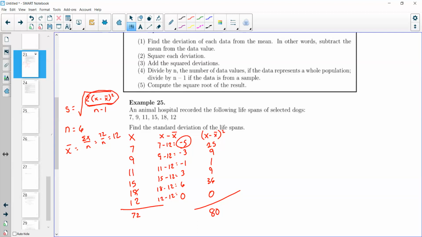So S, the standard deviation, equals the square root of the sum of (x minus x bar) squared, which we calculated as 80, over n minus 1, which is 6 minus 1, so over 5. So 80 over 5 is 16, so this is 4.